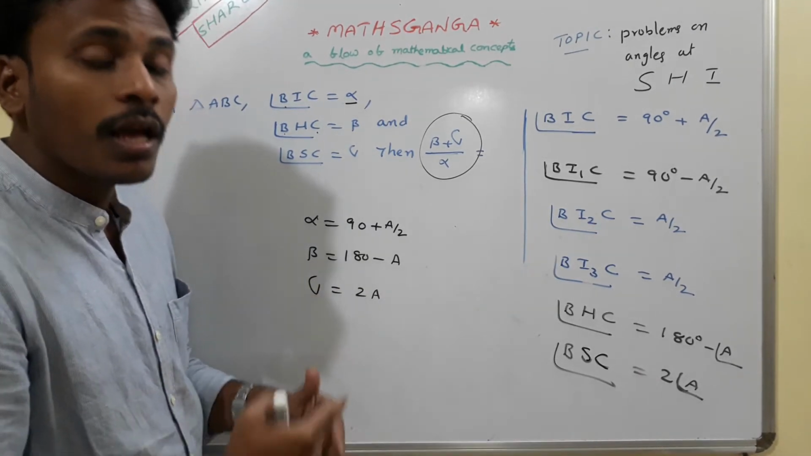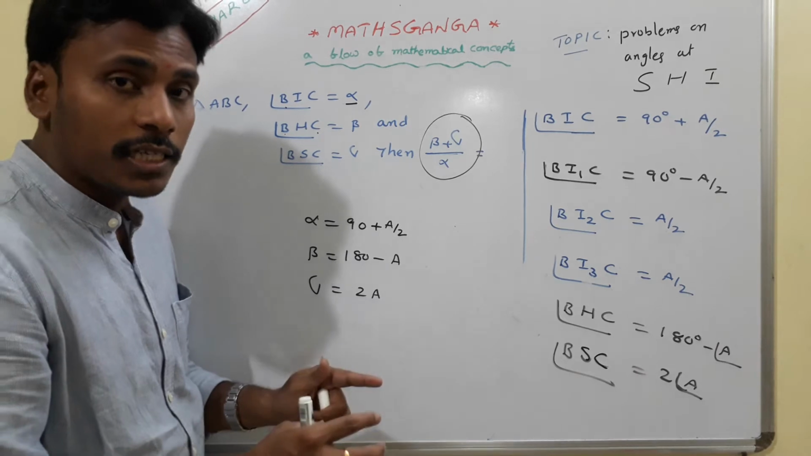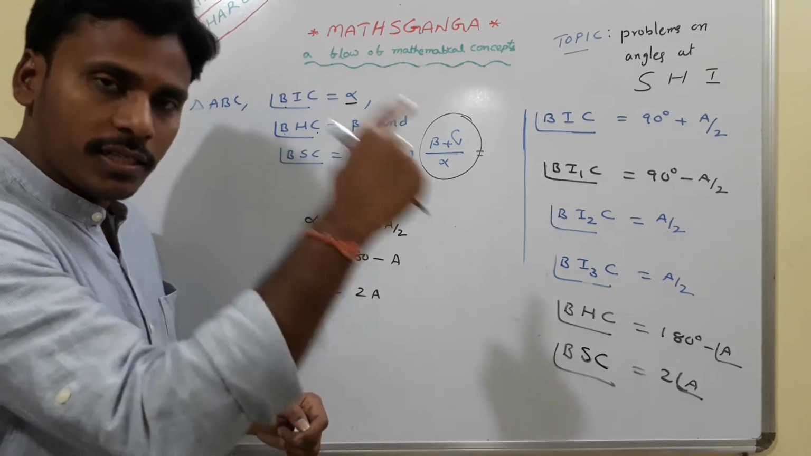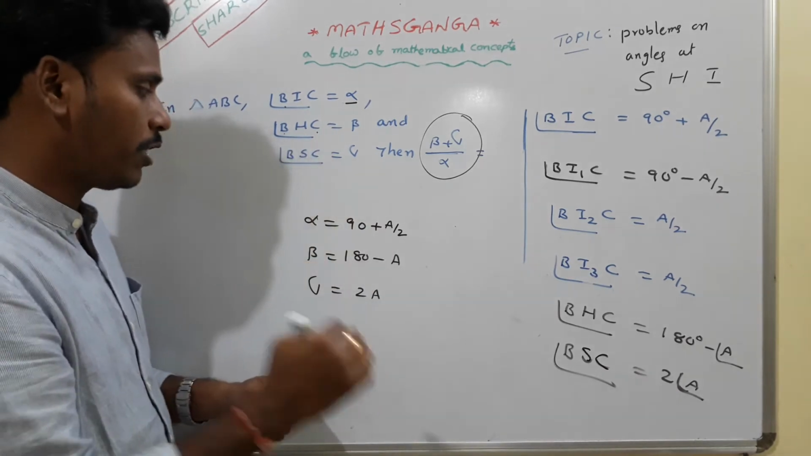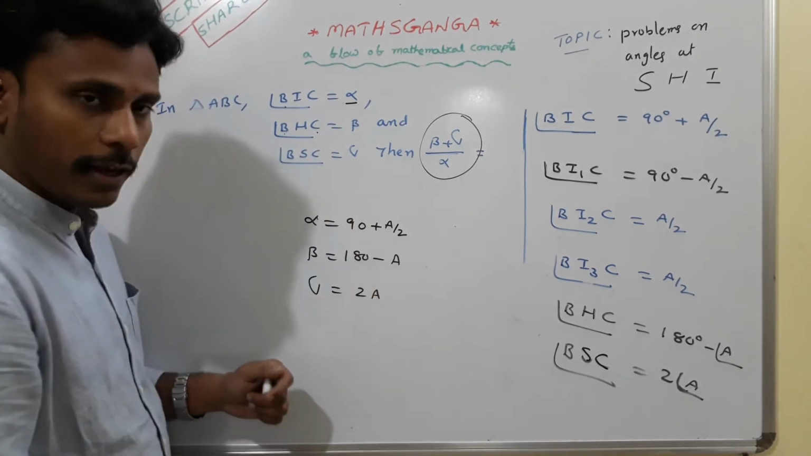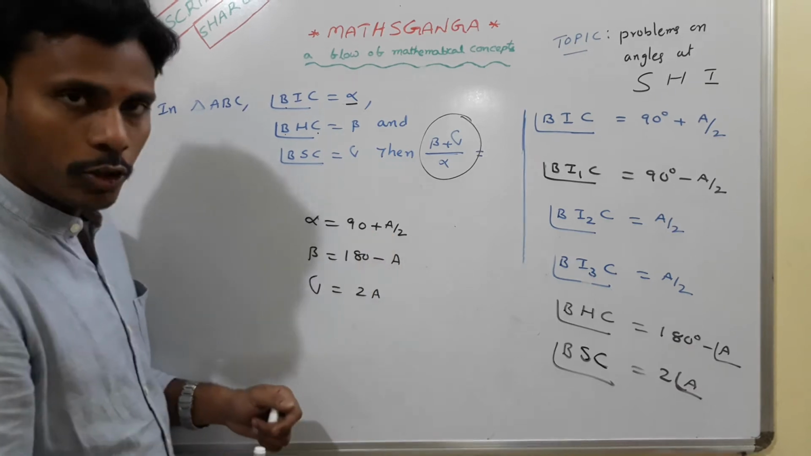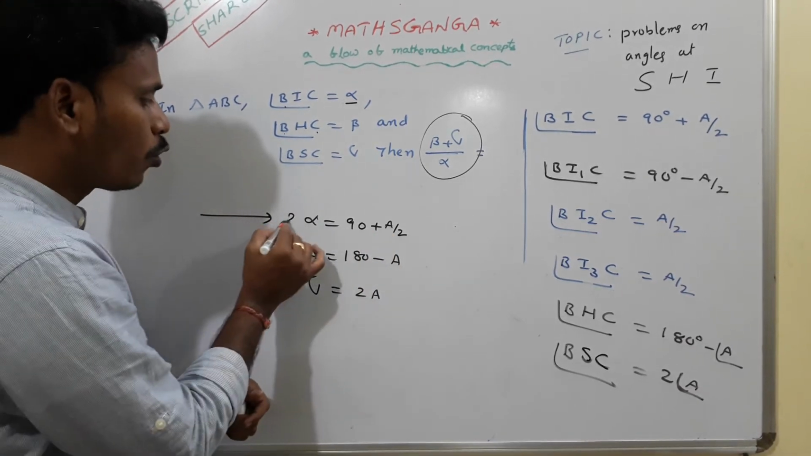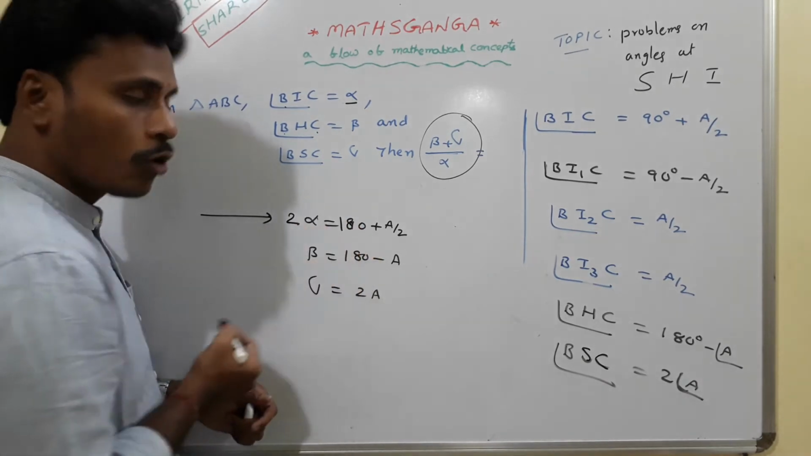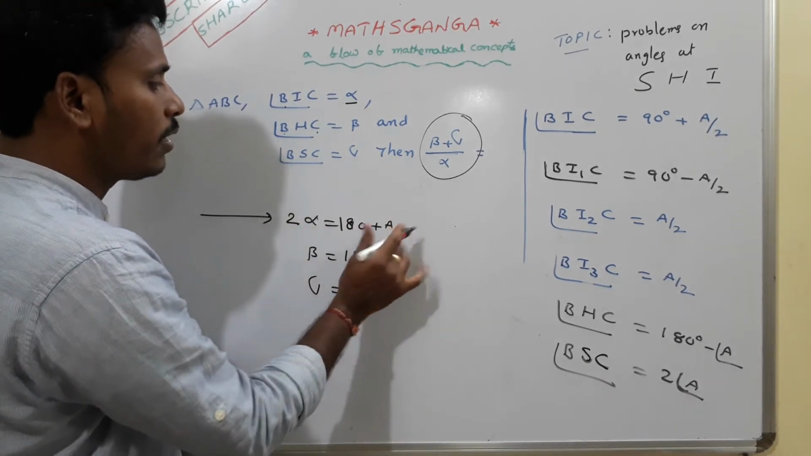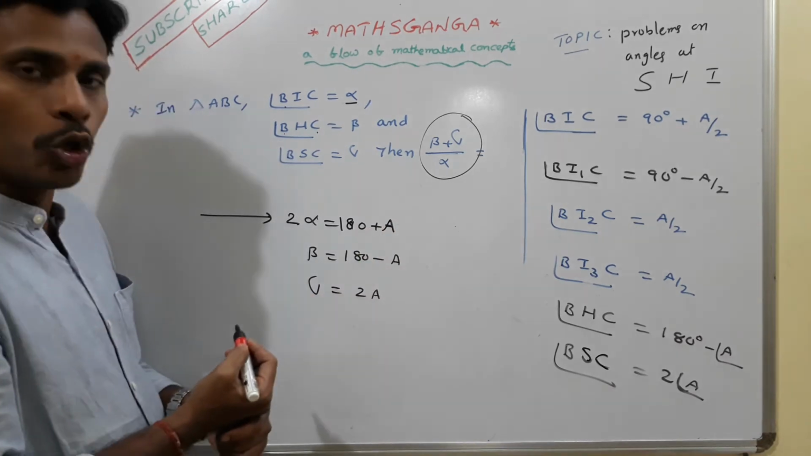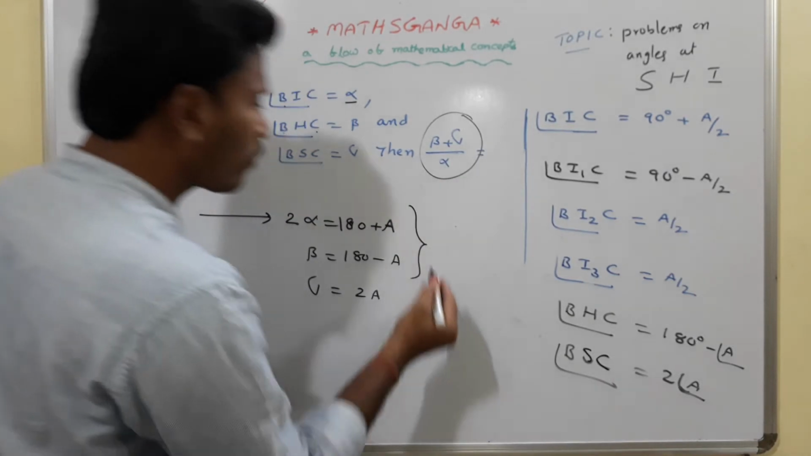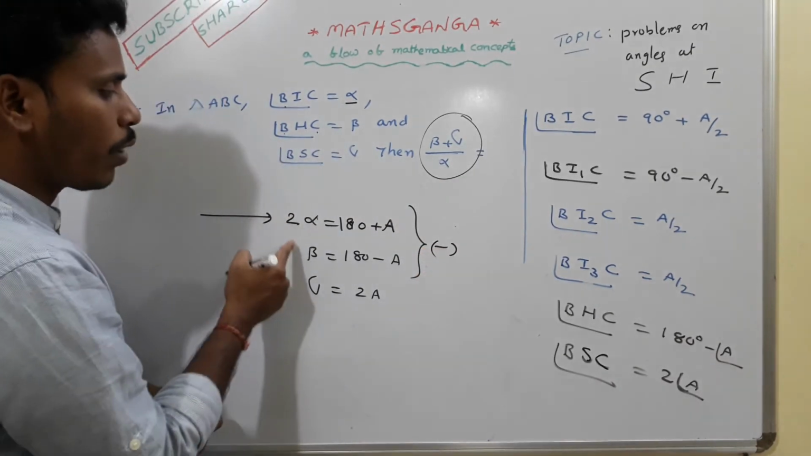That in turn means we are going to establish a relation between the angles made by the side BC at incenter, orthocenter and circumcenter. For that, this is 180 minus A. This alpha is 90 plus A by 2. Just multiply this equation with 2. Then it becomes 2 alpha is equal to 180 plus A, because I am multiplying with 2. Now, just do subtraction of these two.